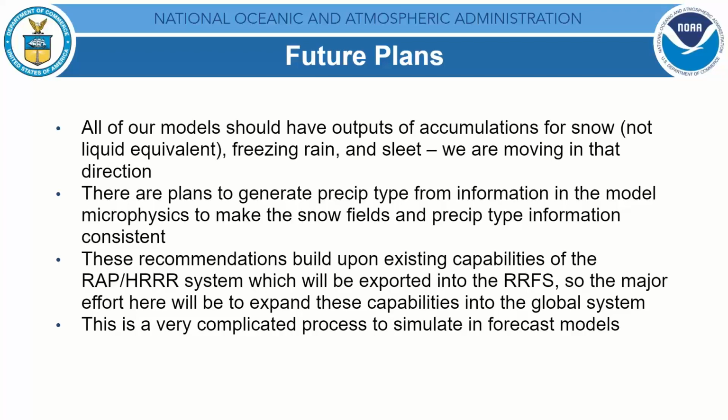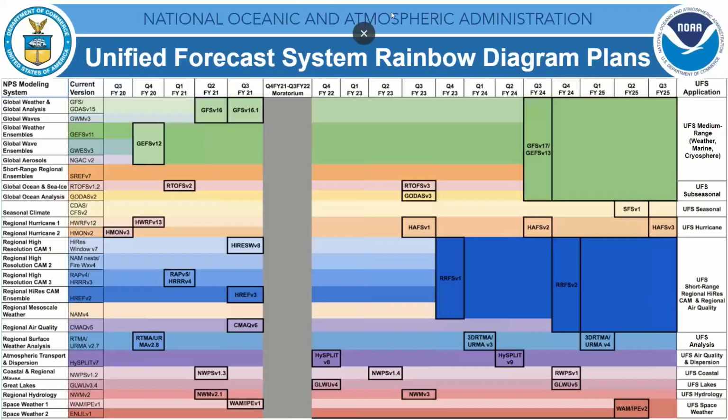And probably don't have to say this, but it's a very complicated process to simulate in the forecast models. So, just to finish here, what we're talking about in the future, again, on the left, this is called our rainbow diagram. These are all the models we have today on the left. So there's a lot of them. The goal on the right is to kind of group them by application.